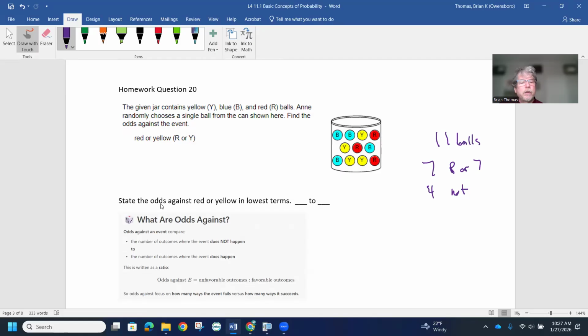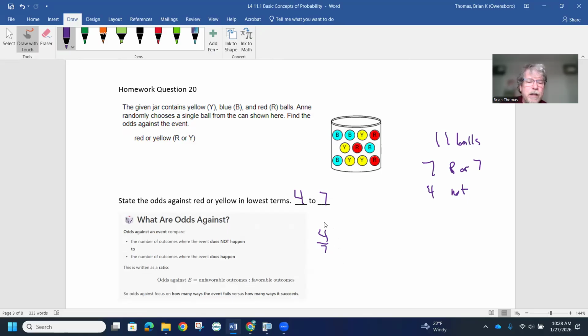So if I'm looking for the odds against red or yellow in lowest terms, what we're looking for is the unfavorable outcomes to the favorable outcomes. So the unfavorable would be there's 4 blue to then the 7 that are red or yellow. So we have a 4 to 7. And again, if I look at that as a fraction, 4 over 7, it's not going to reduce because 4 and 7 don't have any number that goes into them other than 1. So that is already in lowest terms.